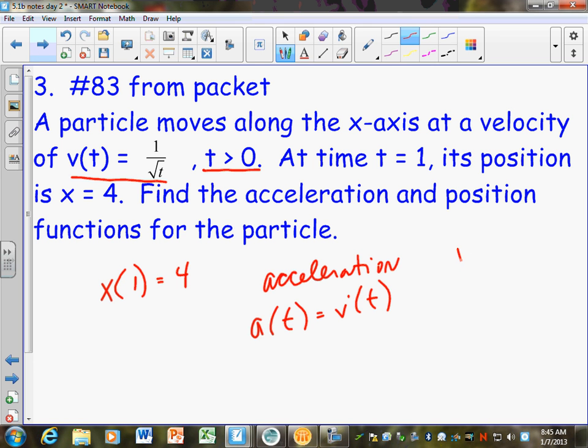So we could do the quotient rule here, right? I don't want to do the quotient rule. What else could I do? Could I bring that up and say that the velocity function is the same as t to the negative 1/2?